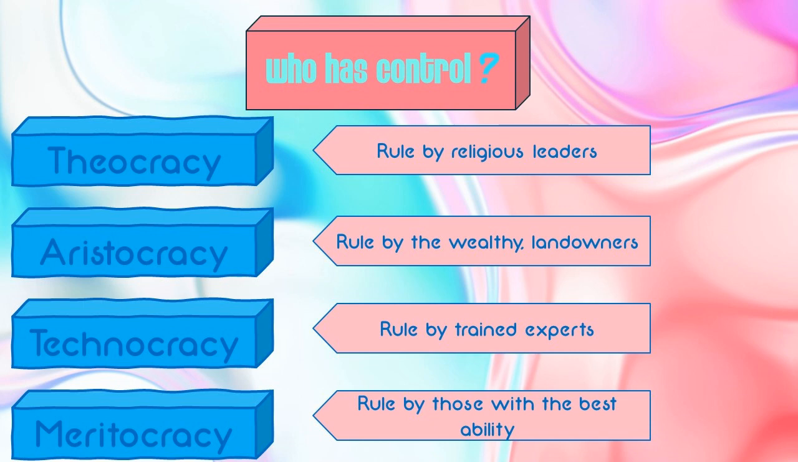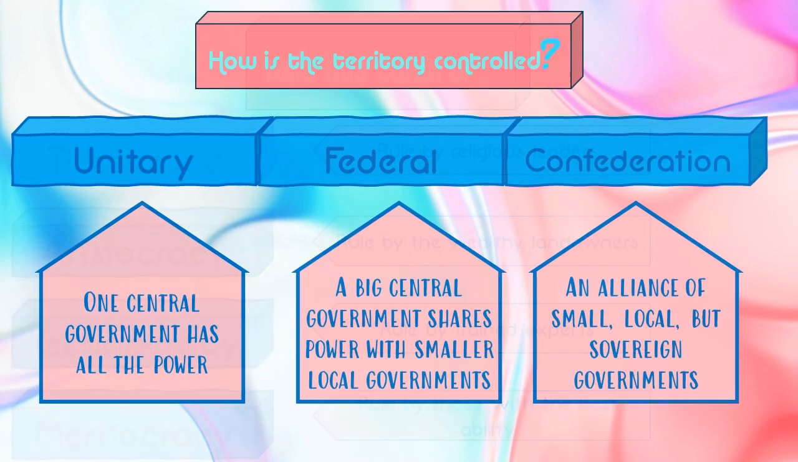A technocracy would be a government ruled by trained experts. We won't spend a lot of time on this, but we could see this in places like modern China, where they have a very expansive government system. They find the people that are best at specific jobs, and those people rise in power. Similar would be a meritocracy, where we find the people with the best ability and put them in charge of things. More importantly, we want to look at how states control their territory.